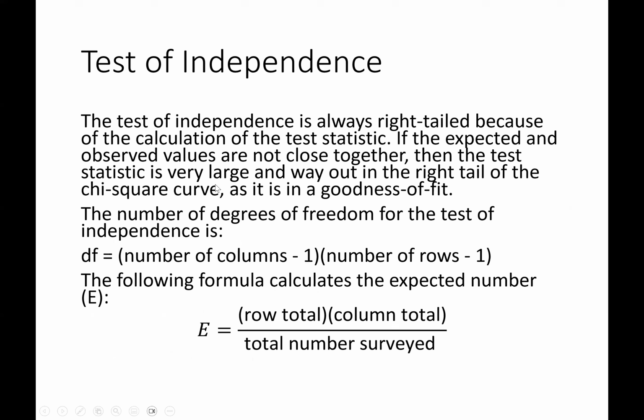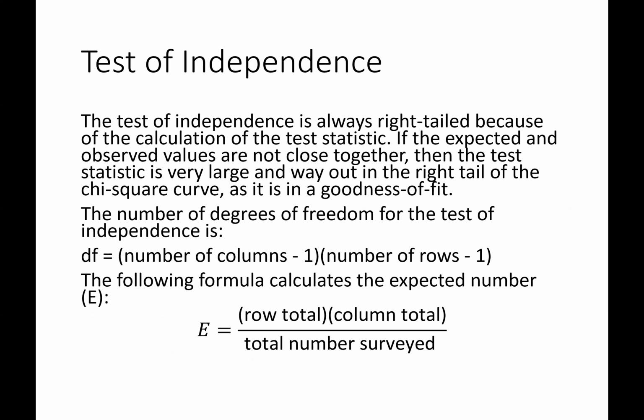Okay? The test of independence is always right-tailed because of the calculation of the test statistic. If the expected and observed values are not close together, then the test statistic is very large and way out to the right in the chi-squared curve, as it is in the goodness of fit.